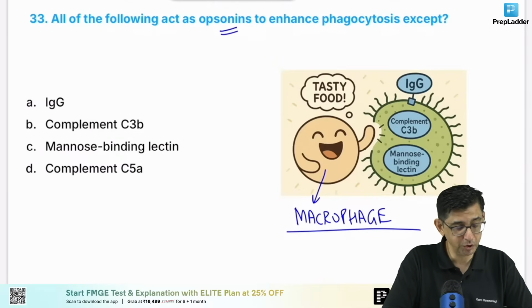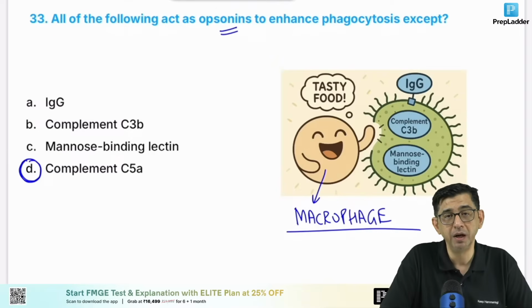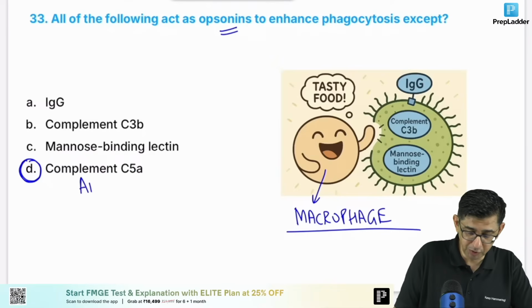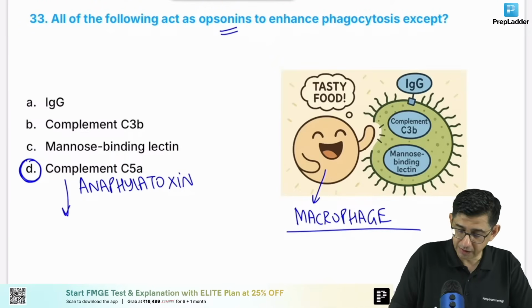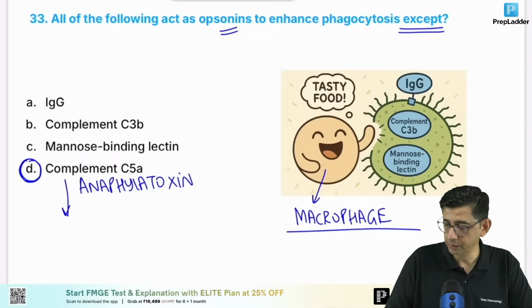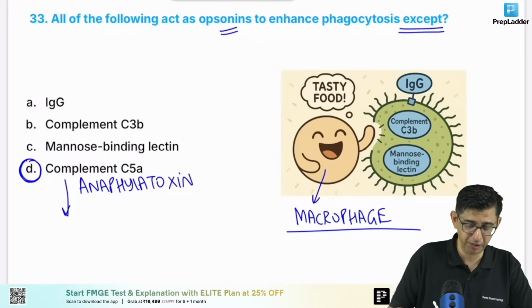So which is not going to be a component of opsonin, not the chutney over the bacteria to make it tasty, would be complement 5A, that is anaphylatoxin. This is mainly responsible for chemotaxis. This is called anaphylatoxin, and the main function of this complement 5A, guys, is an exam question. If you are making a mistake in this one, then this is complement system, please read again.